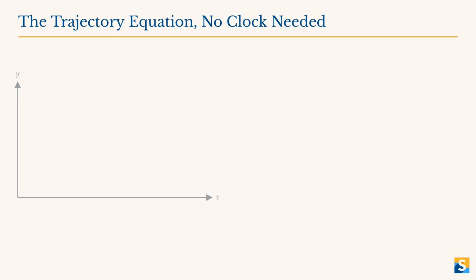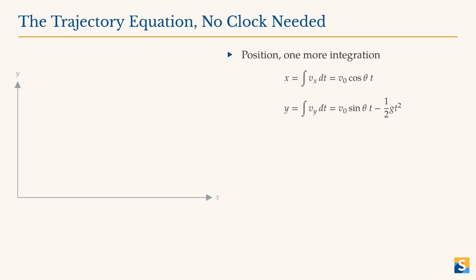Integrate once more, velocity to position. The horizontal story gives x equals V0 cosine theta times t. The vertical story gives y equals V0 sine theta times t minus half g t squared. Position fully solved. But both answers still wear the clock, and the curve in the sky does not.